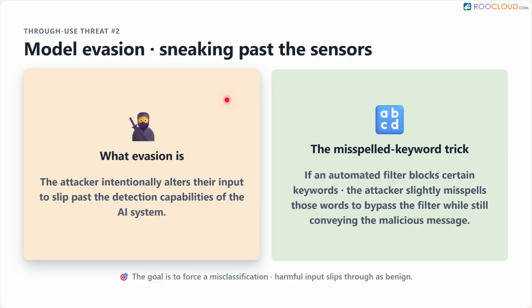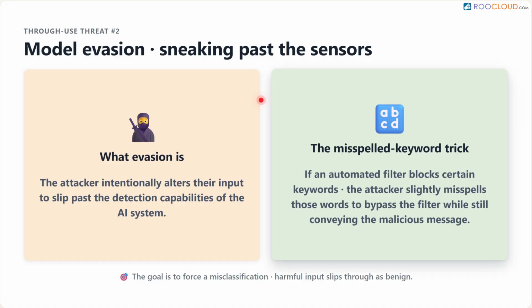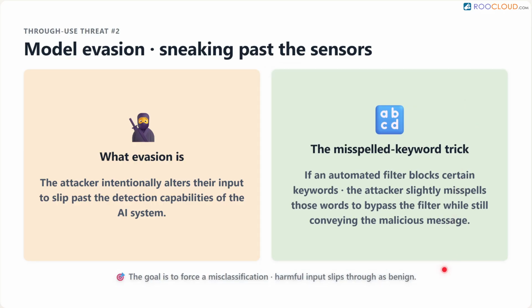This happens when an attacker intentionally alters their input to slip past the detection capabilities of the artificial intelligence. For instance, if an automated filter blocks certain keywords, an attacker might slightly misspell those words to bypass the filter while still conveying the malicious message. The goal is to force a misclassification.